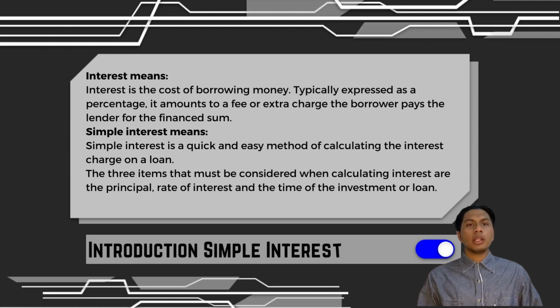Introduction. Interest is the cost of borrowing money, typically expressed as a percentage. It amounts to a fee or extra charge the borrower pays the lender for the finance sum. Simple interest is a quick and easy method of calculating the interest charge on a loan.